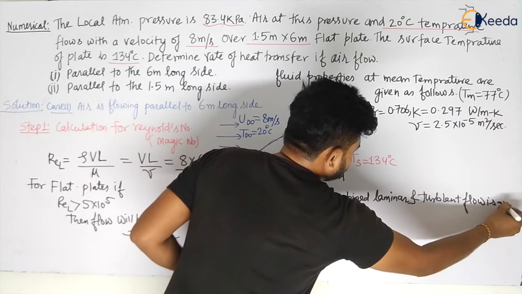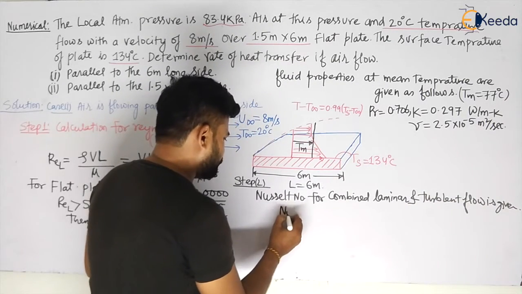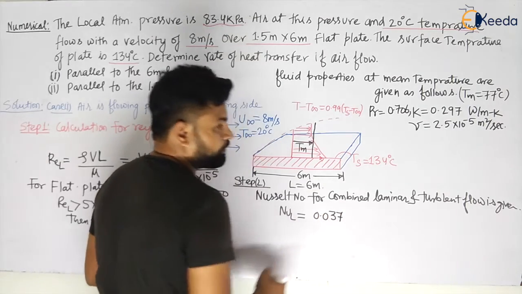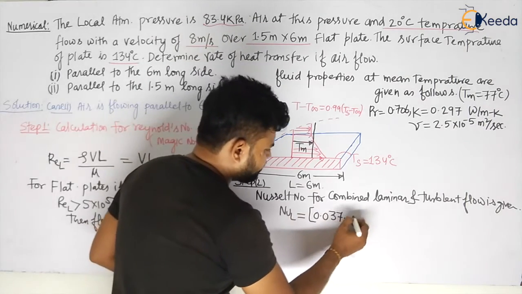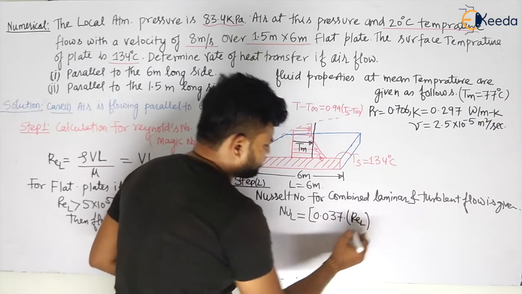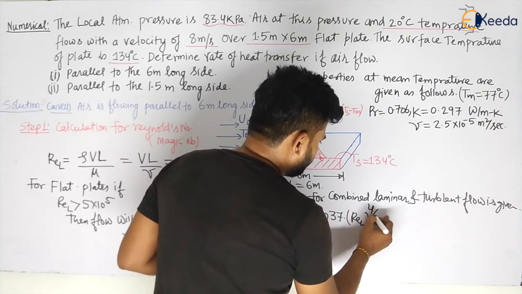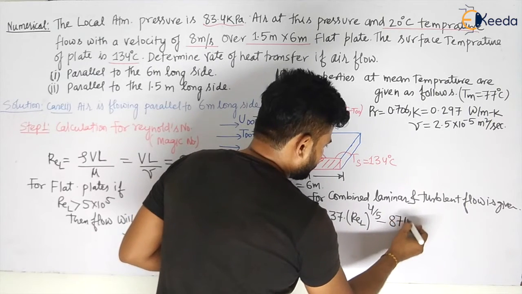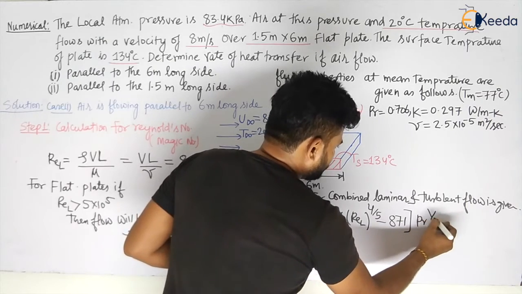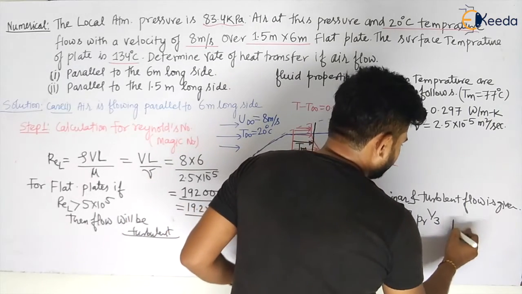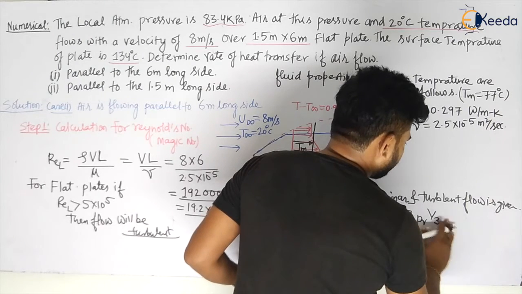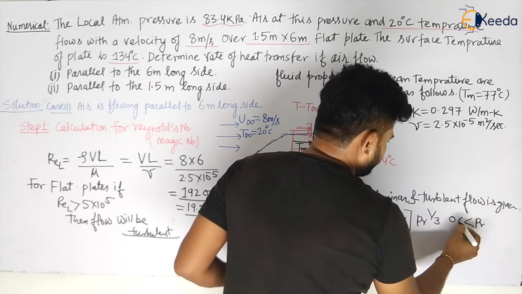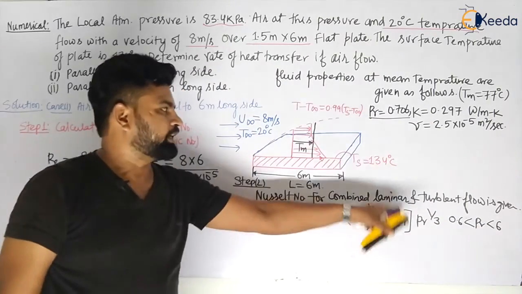It is given by NUL is equal to 0.037 multiplied by REL to the power 4 by 5, that is 0.8, minus 871, into PR to the power 1 by 3. This condition was existing when PR was in between, as they have given the PR value, my dear students. The PR is greater than 0.6 and less than 6. So all the conditions are satisfied.